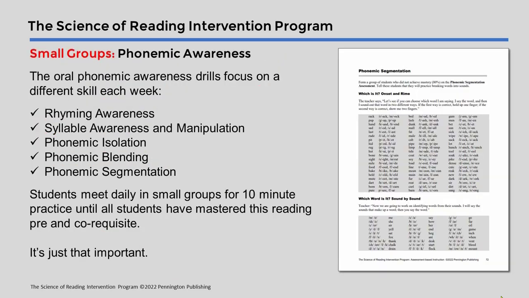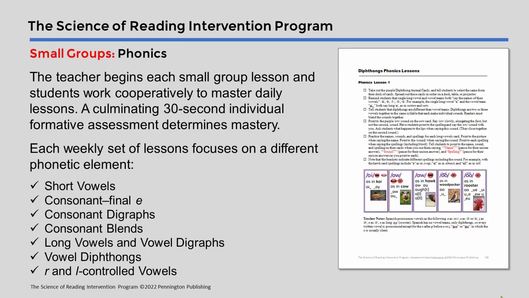The Phonemic Awareness assessments pinpoint specific phonemic awareness gaps, and the teacher helps students practice exactly what they need to master in small groups. The small group phonics lessons provide second chance instruction for students who have not yet mastered elements of the alphabetic code. Students are assigned to a small group according to the assessment data, and each weekly lesson focuses on one phonetic element. A formative assessment ensures that the skill has been mastered.